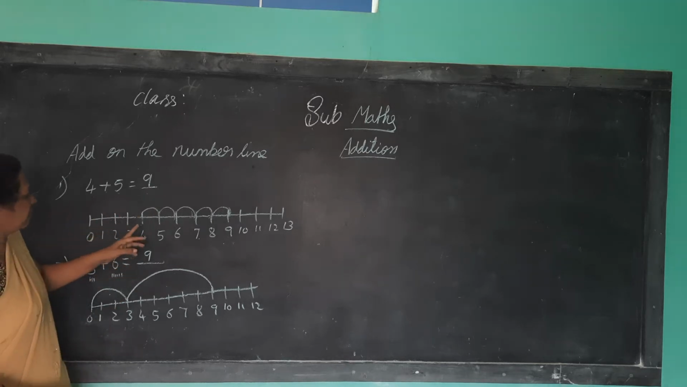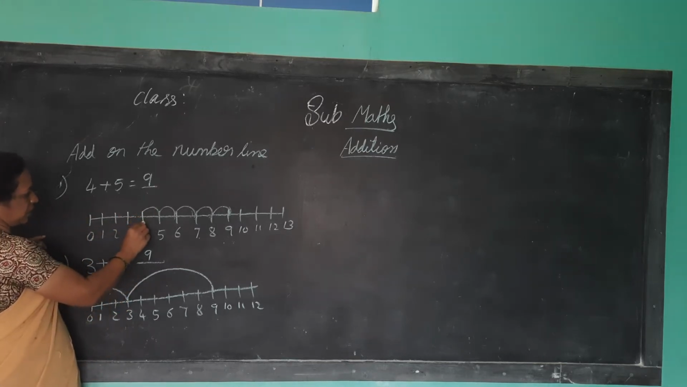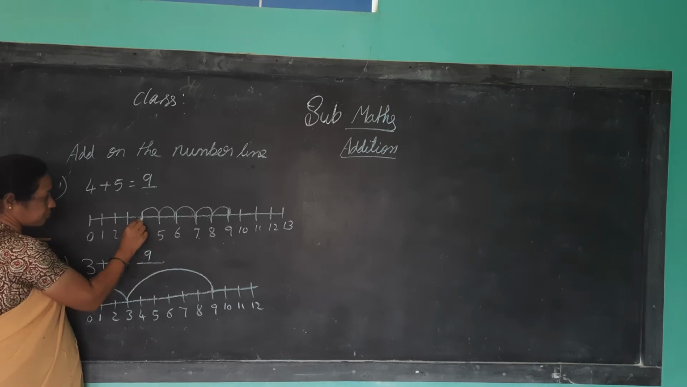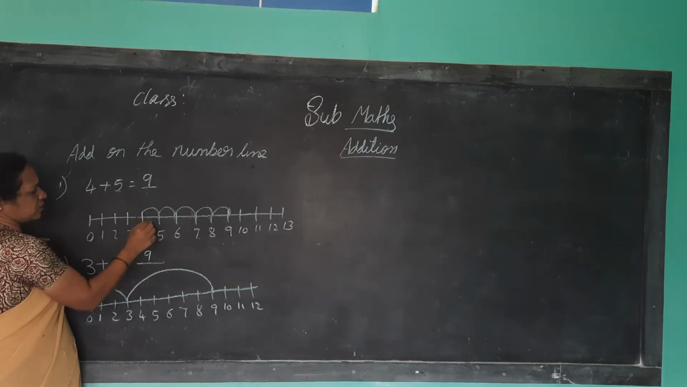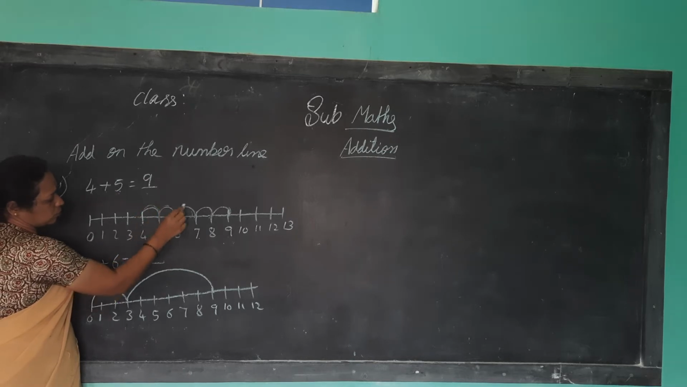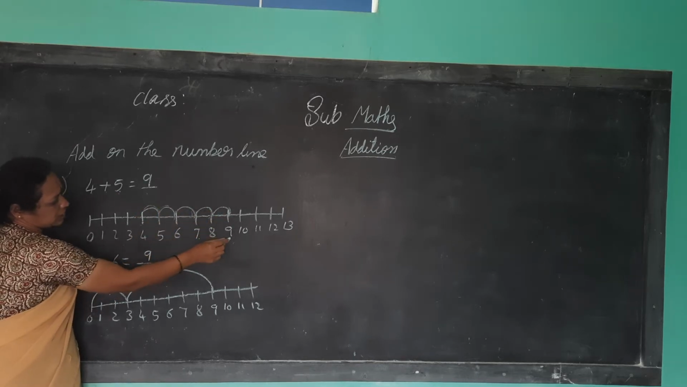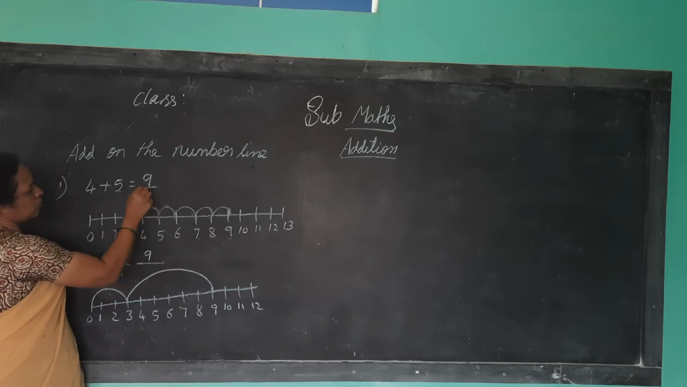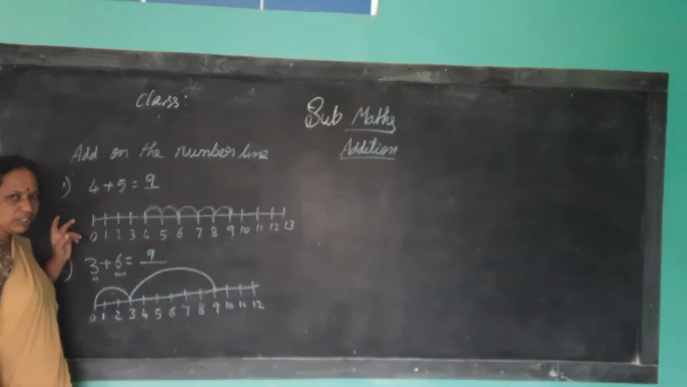So in the number line, where is 4? Here is 4, no children. The first number is what? 4. Then how much must you add to this 4? 5. So do like this: 1, 2, 3, 4, 5. What is the answer here? 9. So 4 plus 5 is equal to 9.